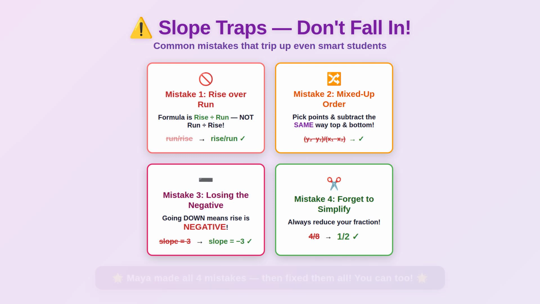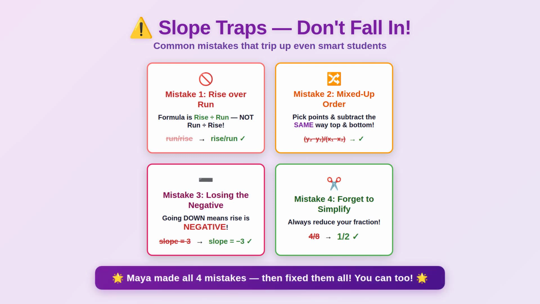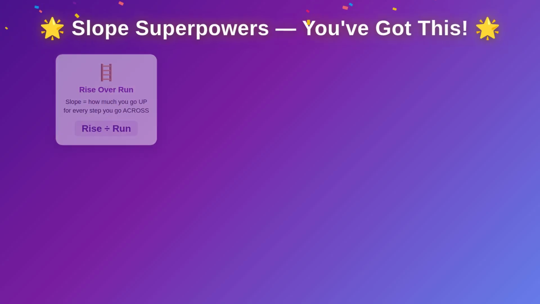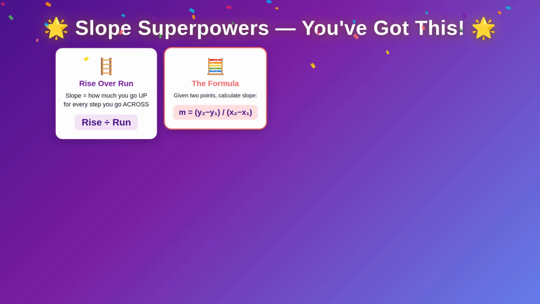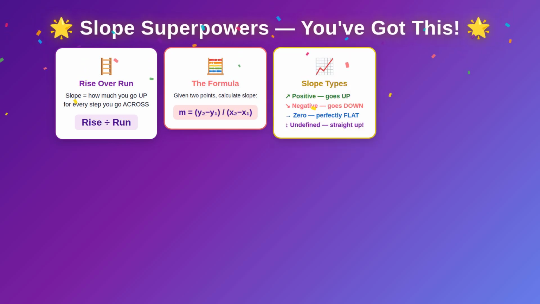Mistake 3, dropping a negative sign. If you go down, that rise is negative. Don't lose that sign. Mistake 4, forgetting to simplify. If your slope comes out as 4 over 8, simplify it to 1 over 2. Maya made every one of these mistakes, and then she fixed them all.